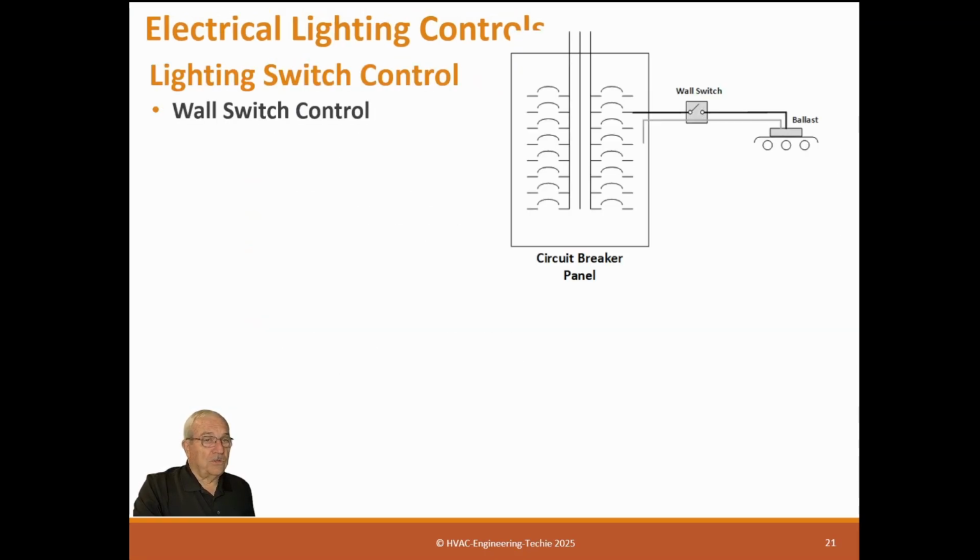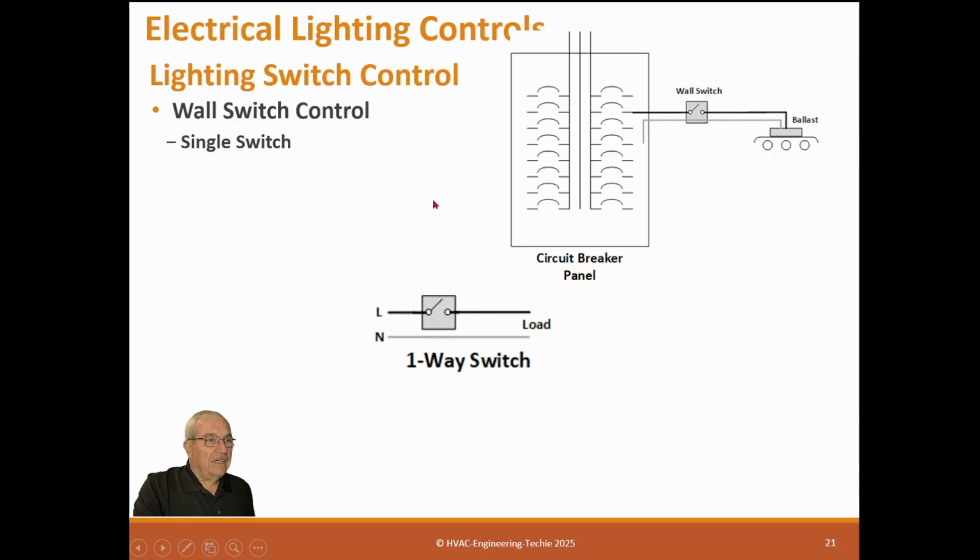So lighting control switches, this is fairly simple. With a wall switch, you have a panel that has a circuit breaker in it, leads out to a bunch of lights, and somewhere in there will be a wall switch that turns that circuit on and off. Really simple. You have single switches, which is basically a one-way switch. Switch is open, it's off, switch is closed, it's on.